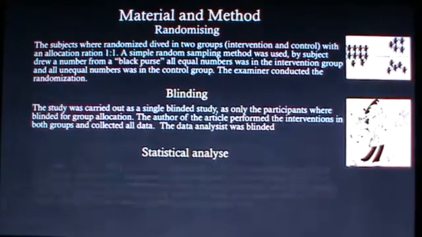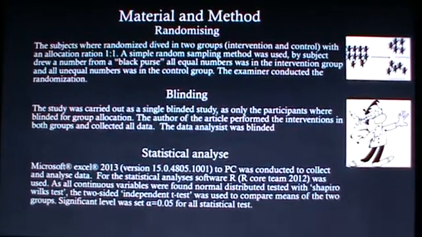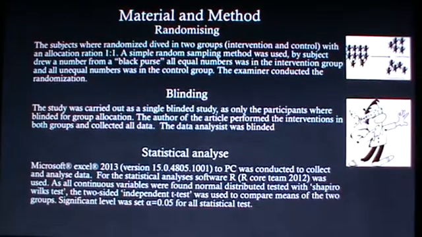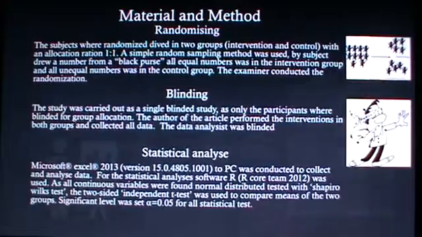Statistical analysis. Excel was used for data analysis and collecting the data. R Core Team 2012 was used for analysis, and the Shapiro-Wilk test and the two-sided independent t-test were used to compare means of the two groups.